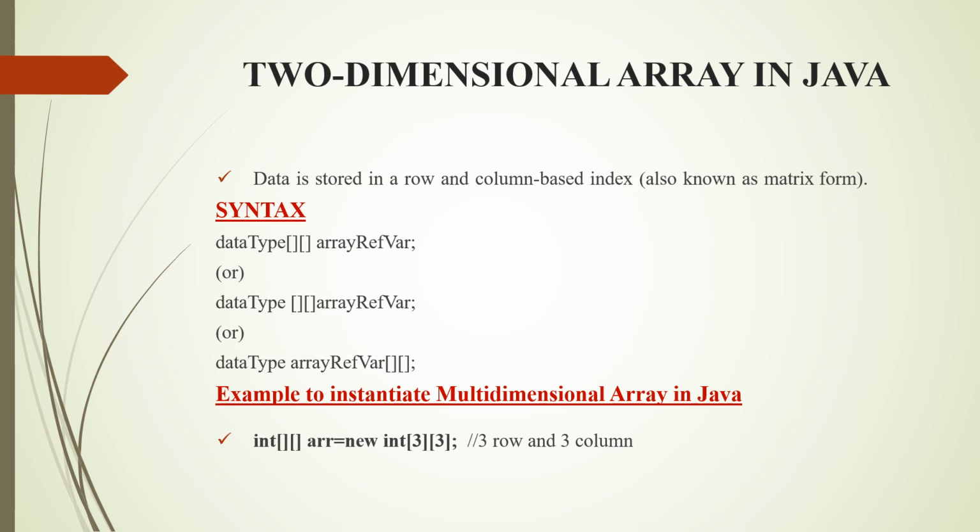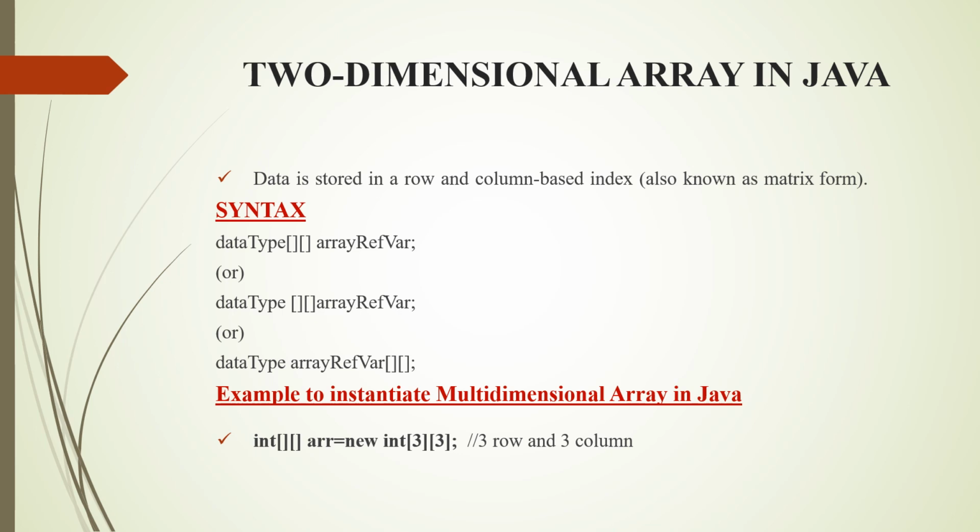Syntax for a two-dimensional array: data type, then two indices, one for row and one for column, then a space and the array name. Here the array name is arrayRefVar, or we can declare it in different ways. The same syntax can be written as data type, two index square brackets, then the array reference variable, or data type, array reference variable, then the index square brackets.